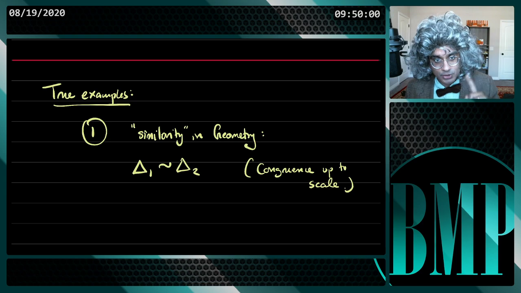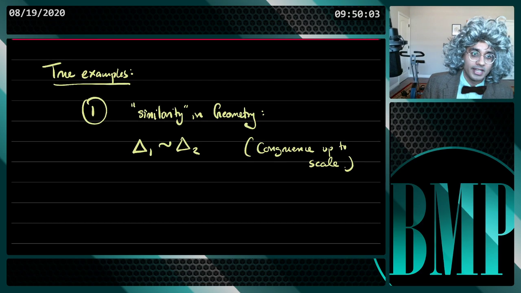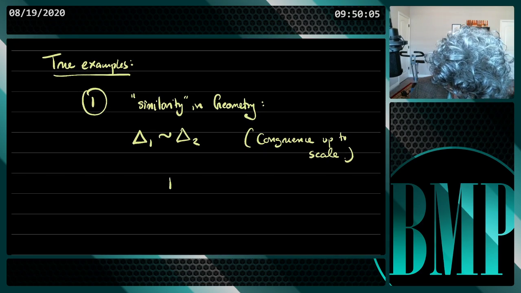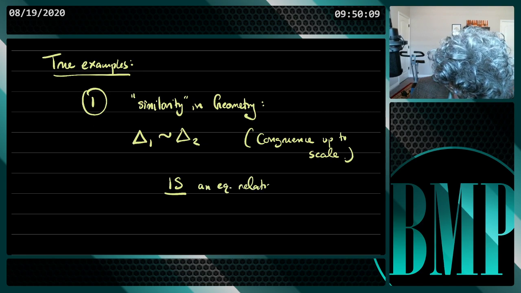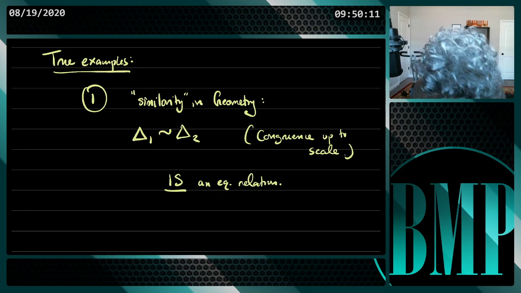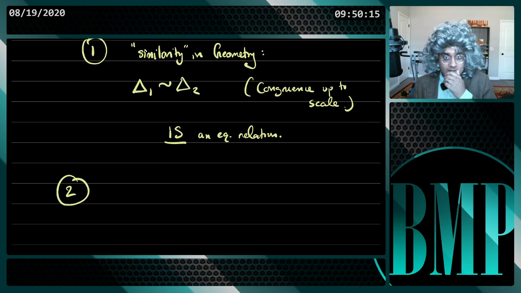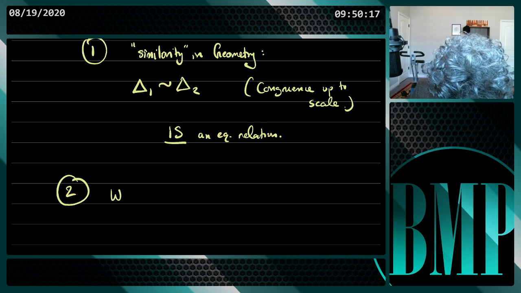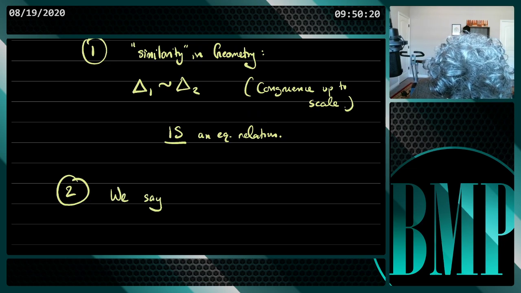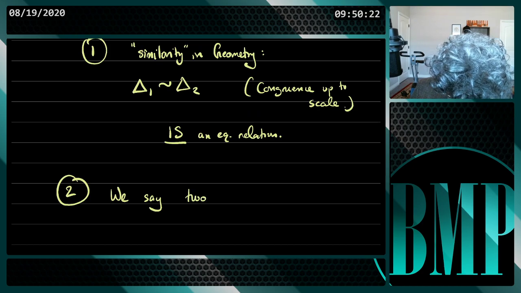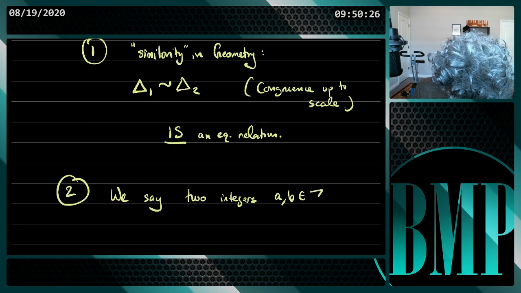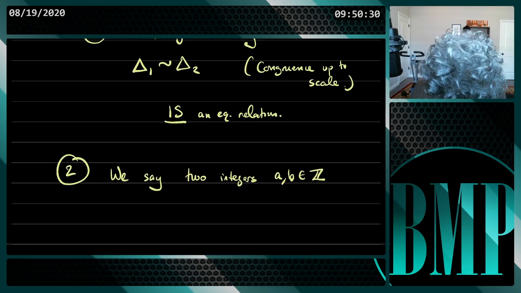This is an equivalence relation on the set of triangles. Another one, example 2: we say two integers are congruent mod 3.